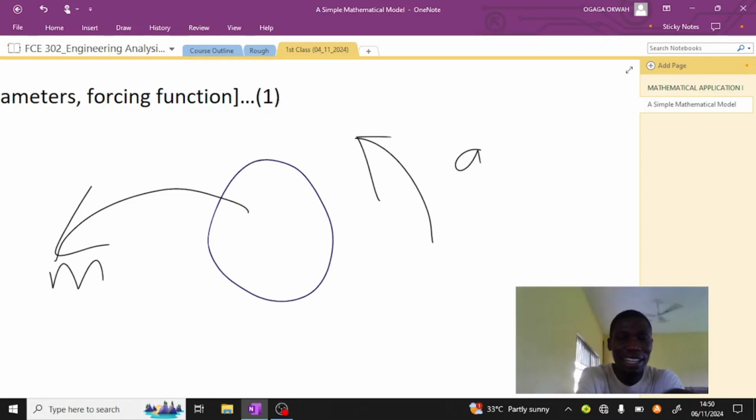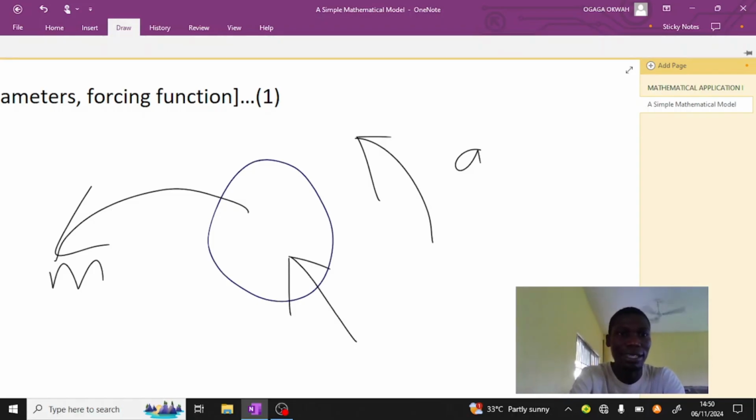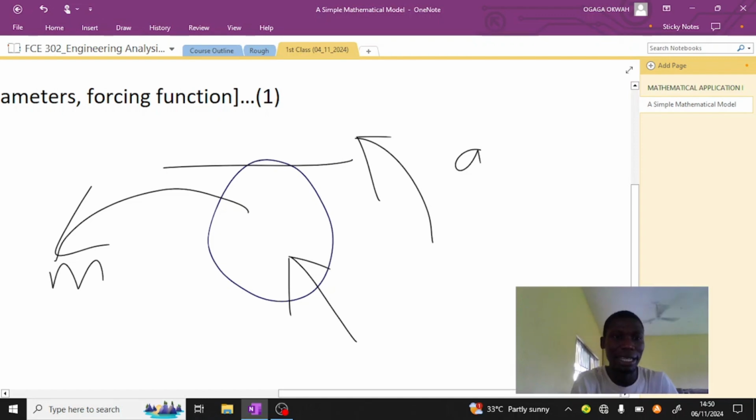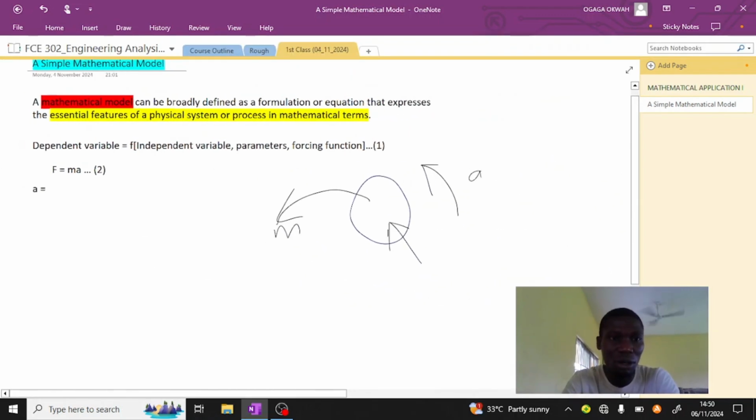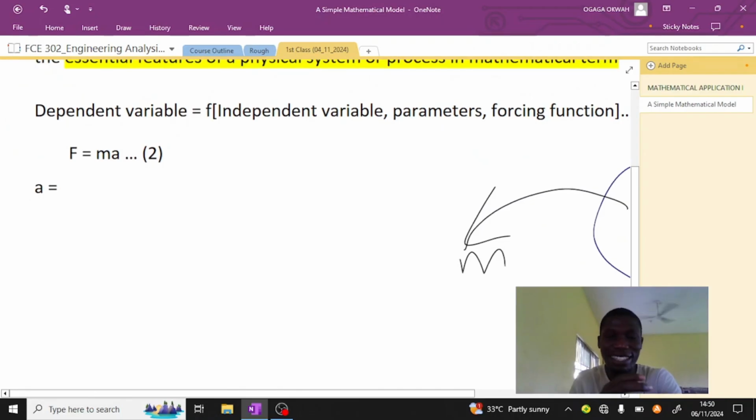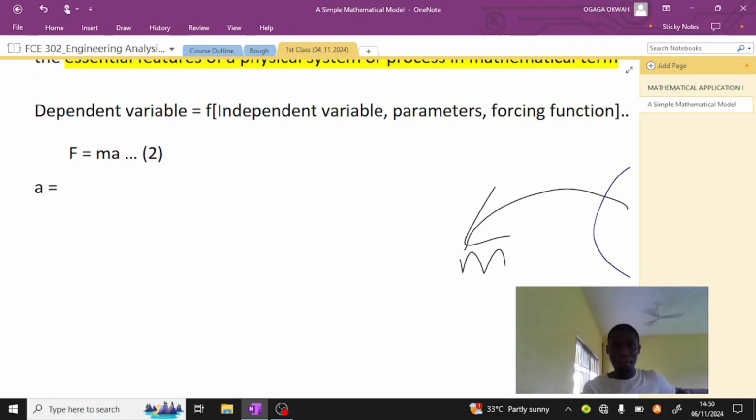Okay, and then the last one, forcing function. Forcing functions are external influences on the system. Of course, looking at this second law of motion, it's obvious that net force is outside the system, acting on the system.